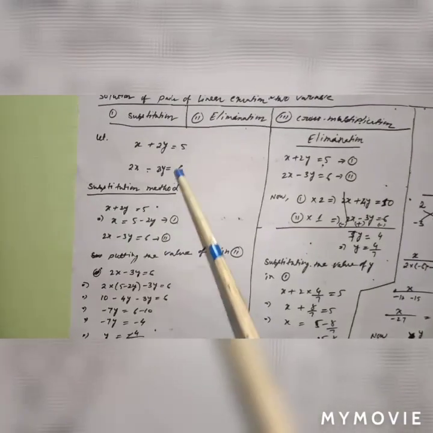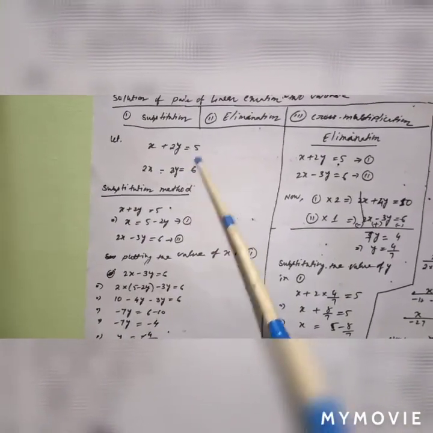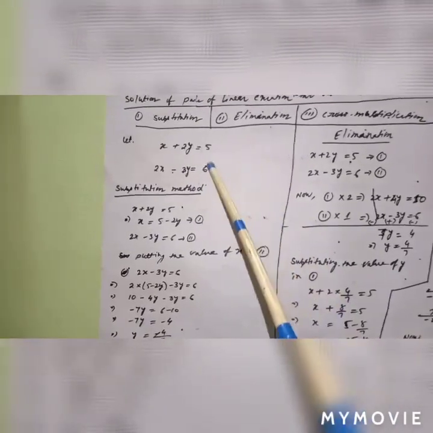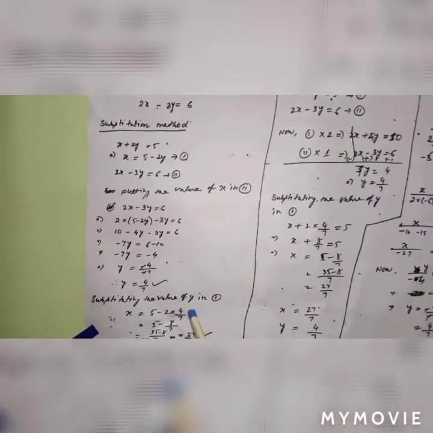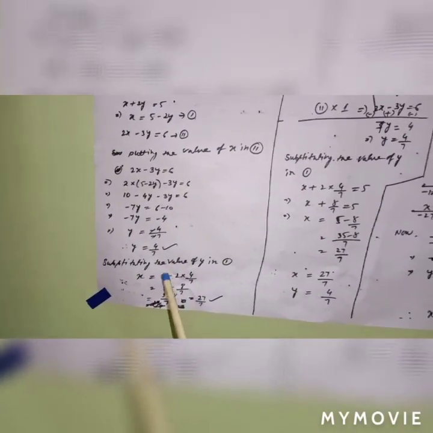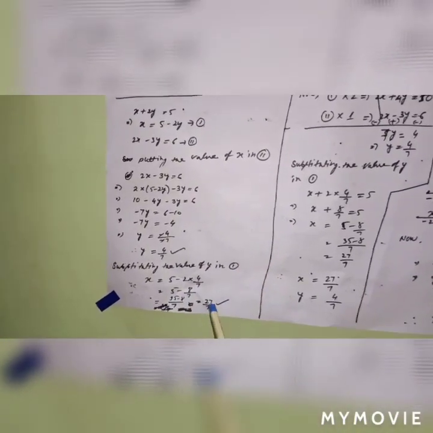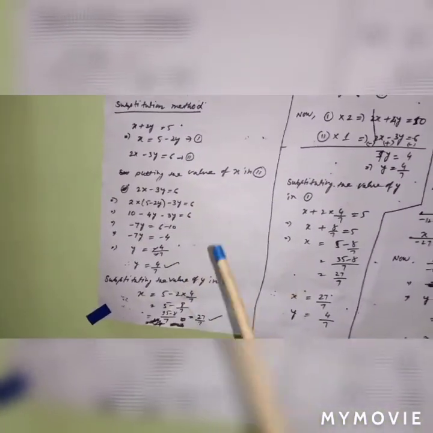Now if you draw the graph of these two linear equations in two variables, then you will see they will intersect at a point, and that point will be what? 27 by 7 comma 4 by 7. Means the coordinates of that point will be 27 by 7 comma 4 by 7.